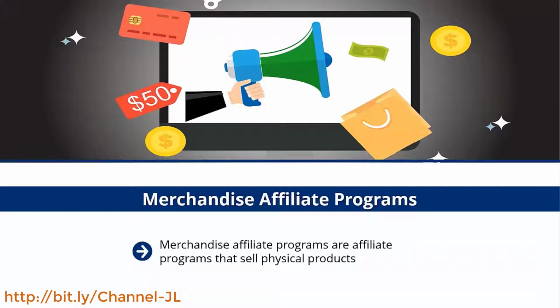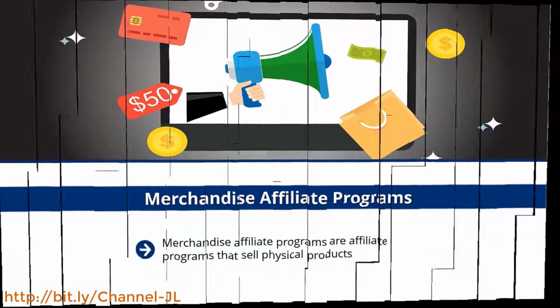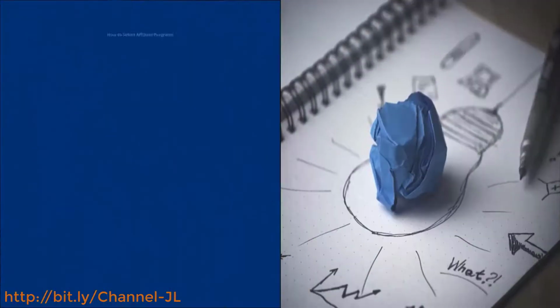Merchandise affiliate programs. Merchandise affiliate programs are affiliate programs that sell physical products. When people see ads on your website, you won't get paid when people click the ads. You only get paid a commission when your visitors actually buy products. How to pick affiliate programs.